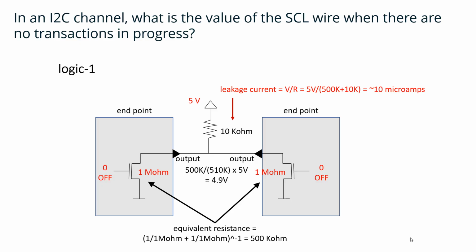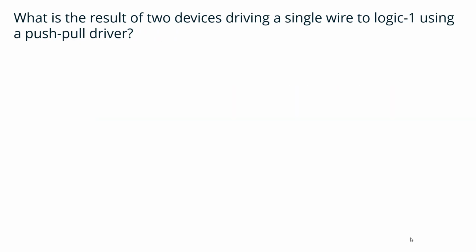Yeah, so this actually looks at the leakage current through the pull-up transistor, or pull-up resistor. What's the result of 2 devices driving a single wire to logic 1 using a push-pull driver? Well, this is kind of a trick question. If you have 2 push-pull drivers driving the same wire and they're both in agreement, they're both pulling up or pulling down at the same time, then you're okay, right? The problem happens when you've got a conflict, but in this case, there's no conflict. So this is push-pull, both pulling up, no problemo. So it'll be 1, right? Yeah.